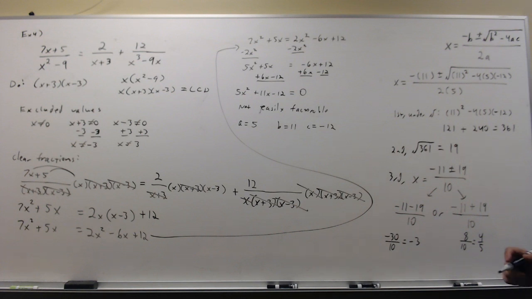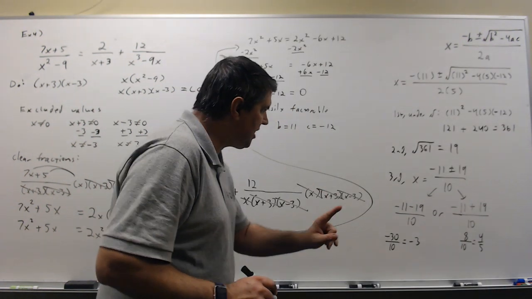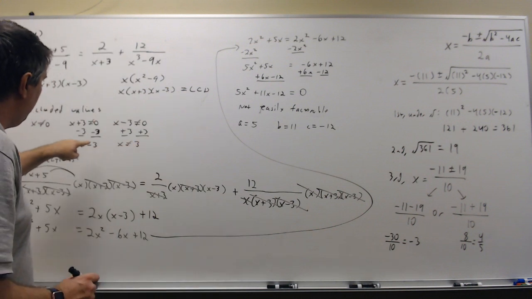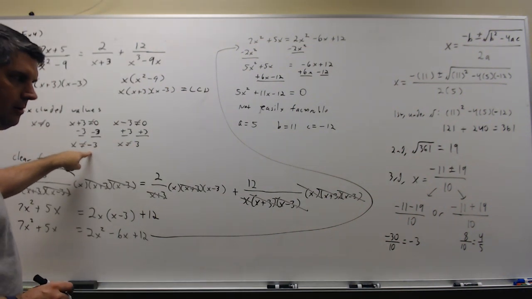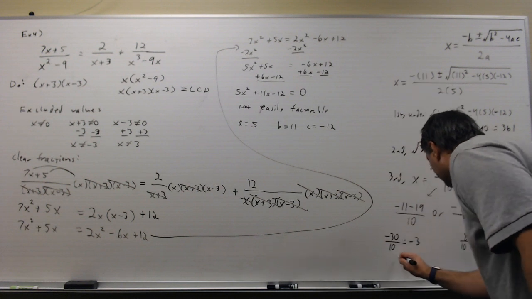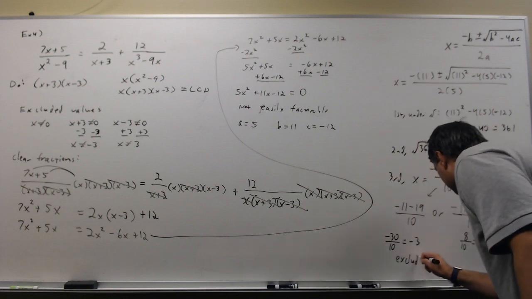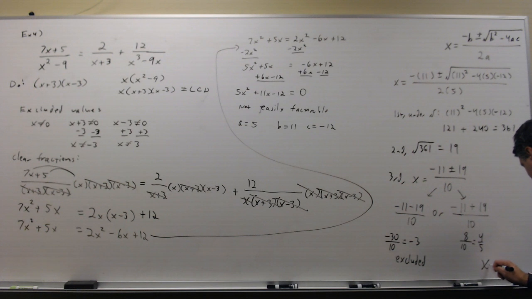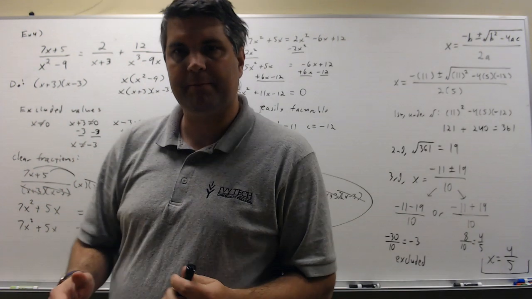Now, it's important, having gotten these, that we check them against the excluded value list, because negative 3 is excluded. So the only solution is x equals 4/5. Okay, I'll try to write that more legibly. X equals 4/5 and 4/5 only. All right.